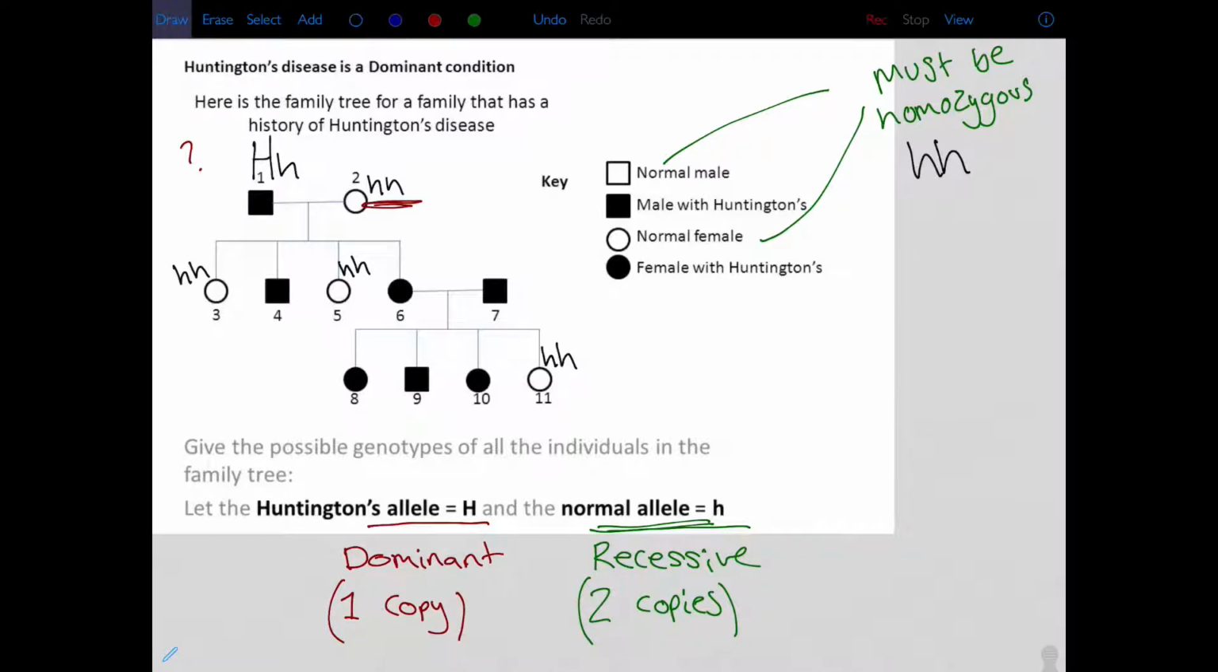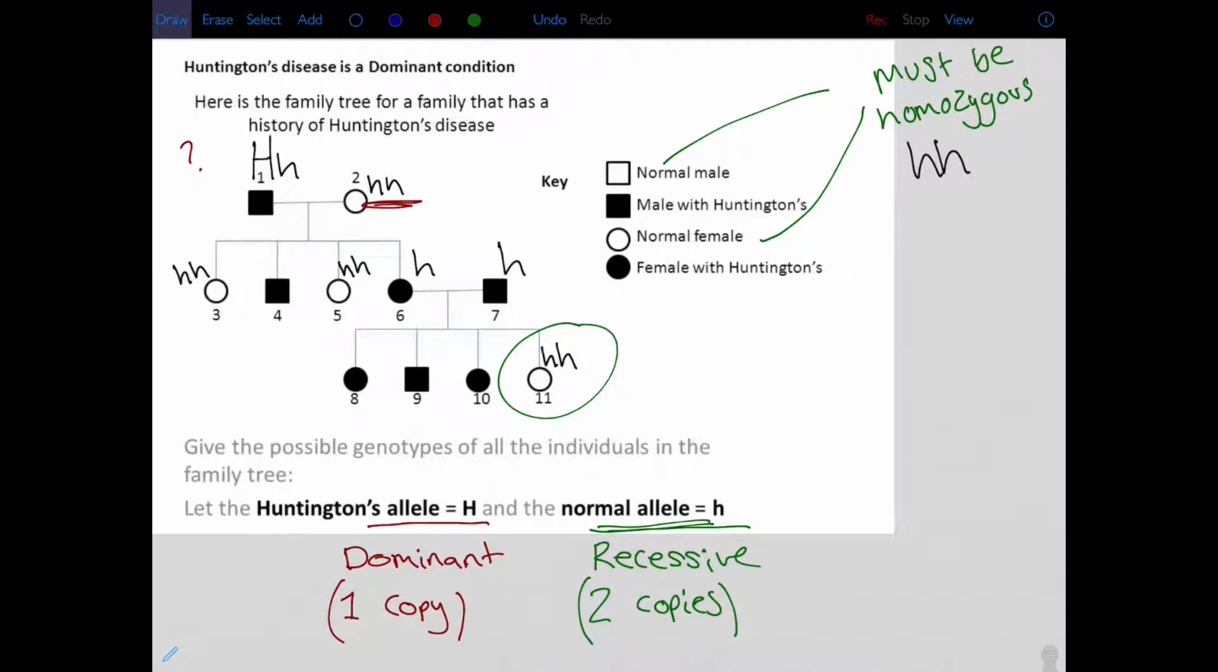Finally, you might be asked about parents 6 and 7. Now, they both have the disease, but again, we don't know the combination of alleles. But we can look to the children here, and we can see that child number 11 has homozygous recessive, so they've both got little h, little h.